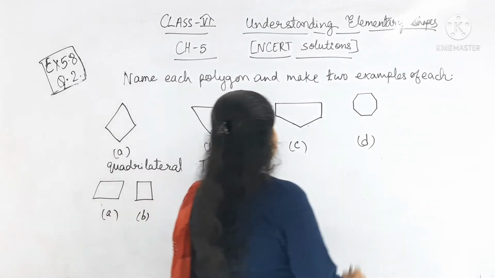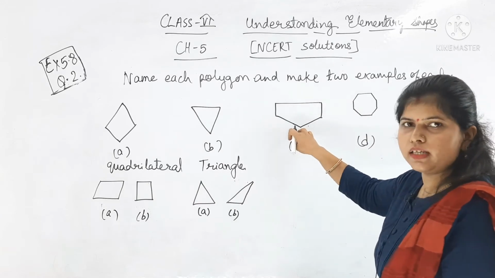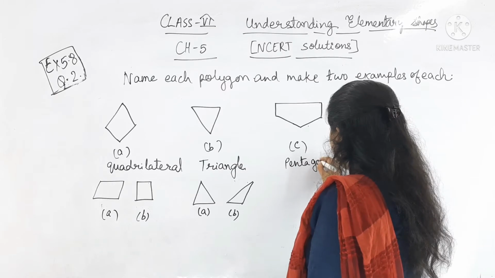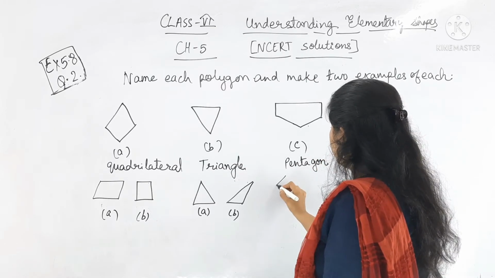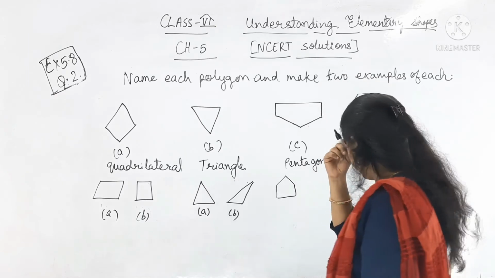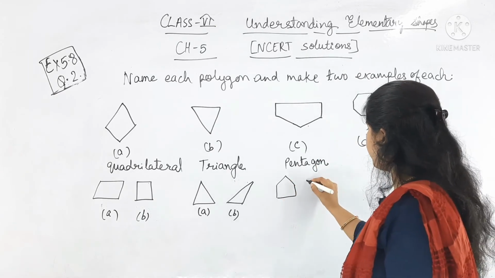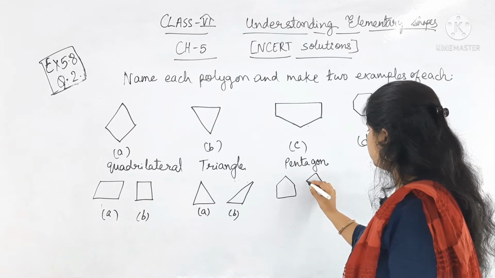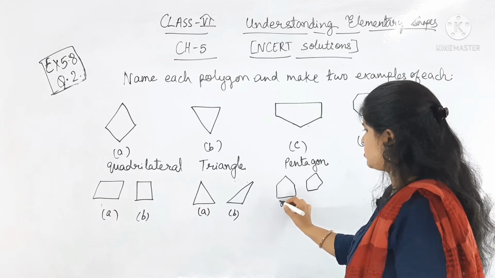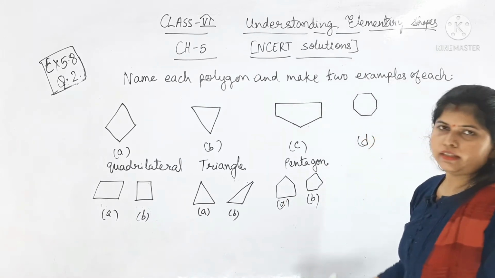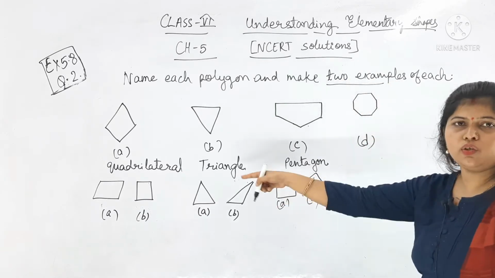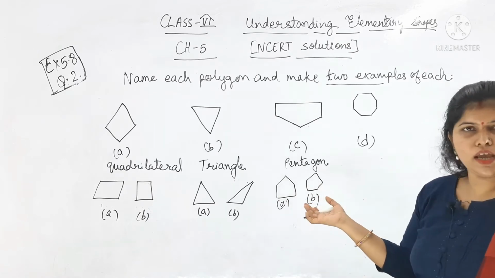Okay, here you can see 1 2 3 4 5, that is pentagon. 5 sides means pentagon. Okay, so pentagon you can take like this, 1 2 3 4 5 or 1 2 3 4 5. Okay, this is A and this is B. Like that you have to. Here it is written 2 examples, therefore I am giving 2 examples each. You can take any example.